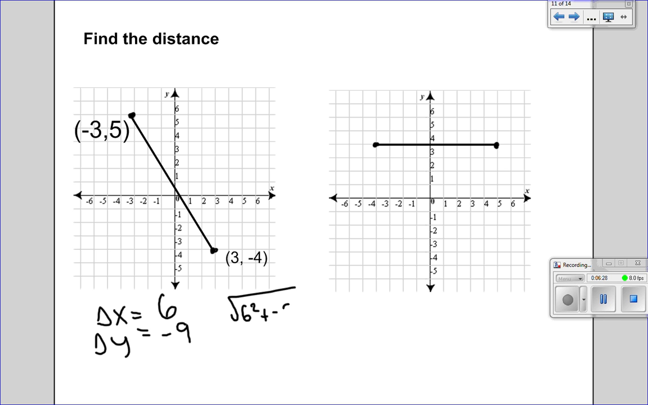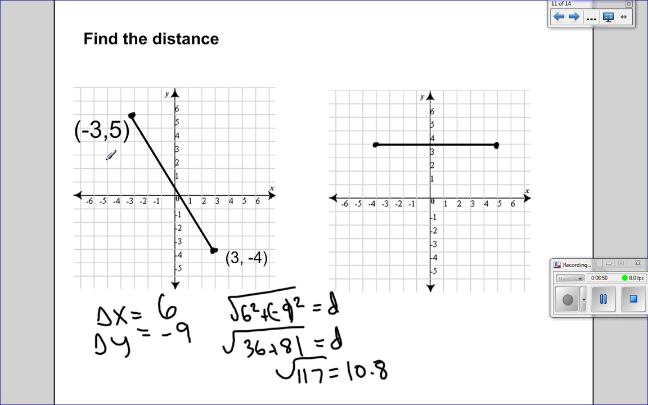6 squared plus -9 squared equals d. So that gives you the square root of 36, and a negative times a negative is a positive, so positive 81. So 36 plus 81 gives you 117, so the square root of 117 equals about 10.8. So this segment is about 10.8 units long.